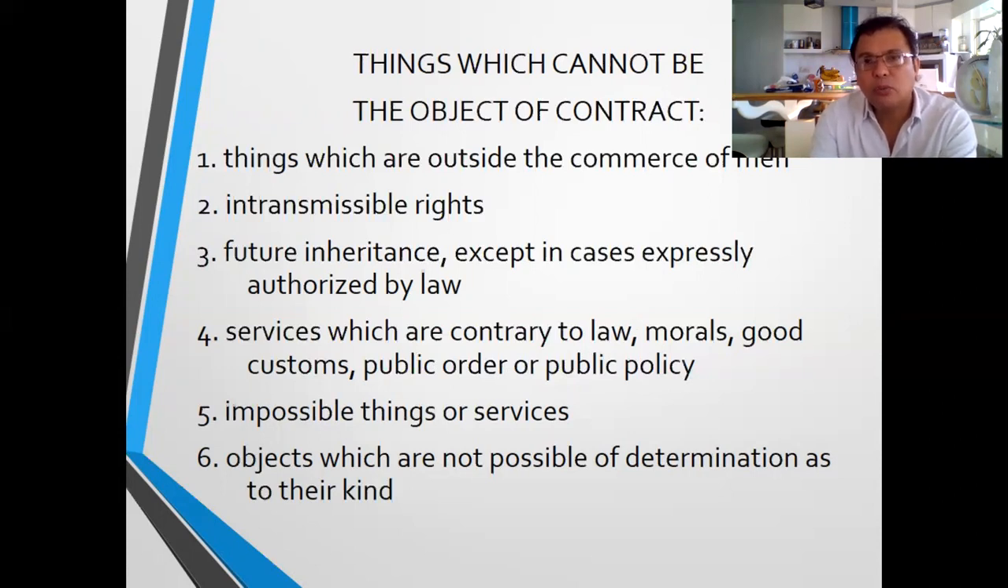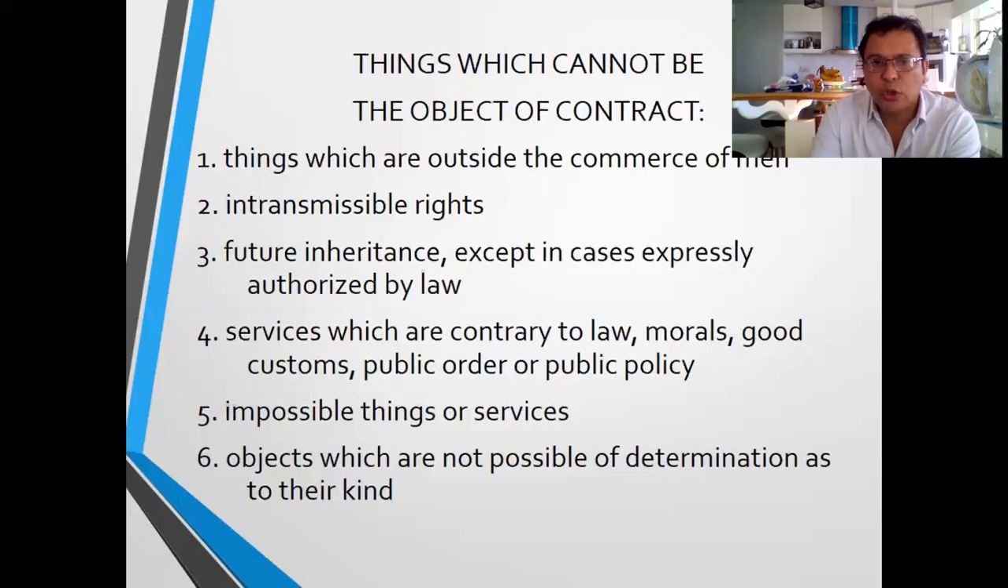So things which are not within the commerce of men are public things. Public places, like Plaza Independencia, like streets, like sidewalks. You cannot sell them because it's not owned by the government, it's owned by the public. It's owned by all of us. So number two, intransmissible rights. So these rights cannot be transferred, so this cannot be the object of a contract.